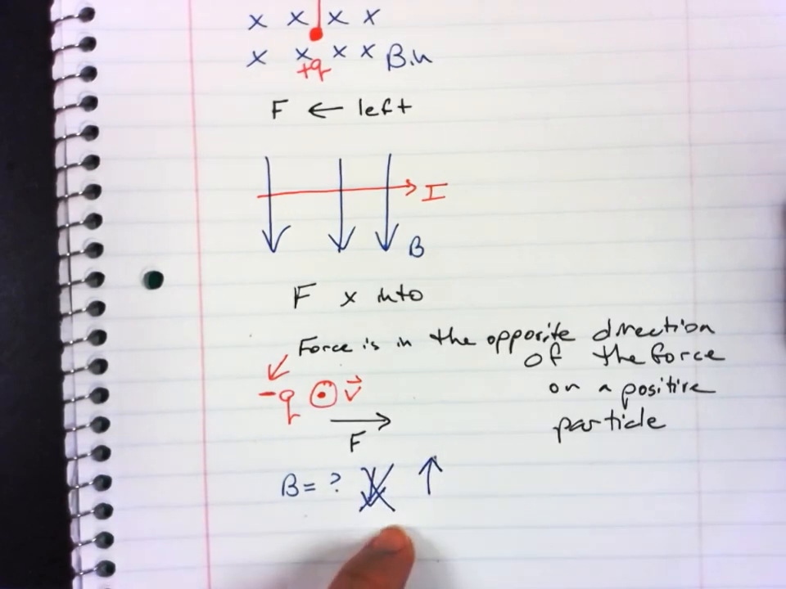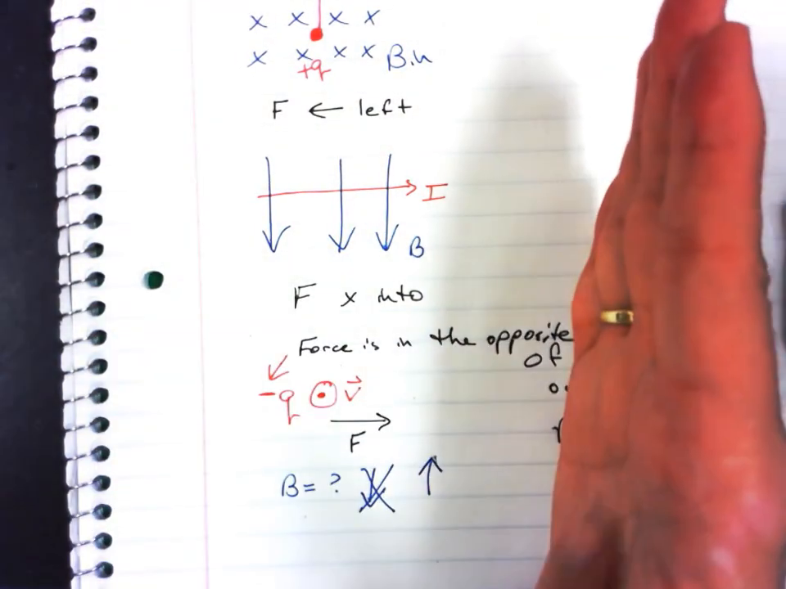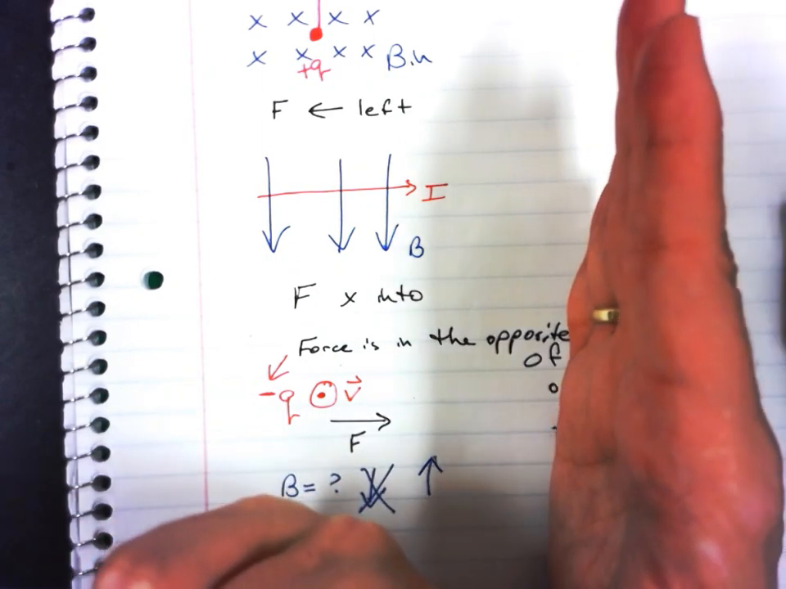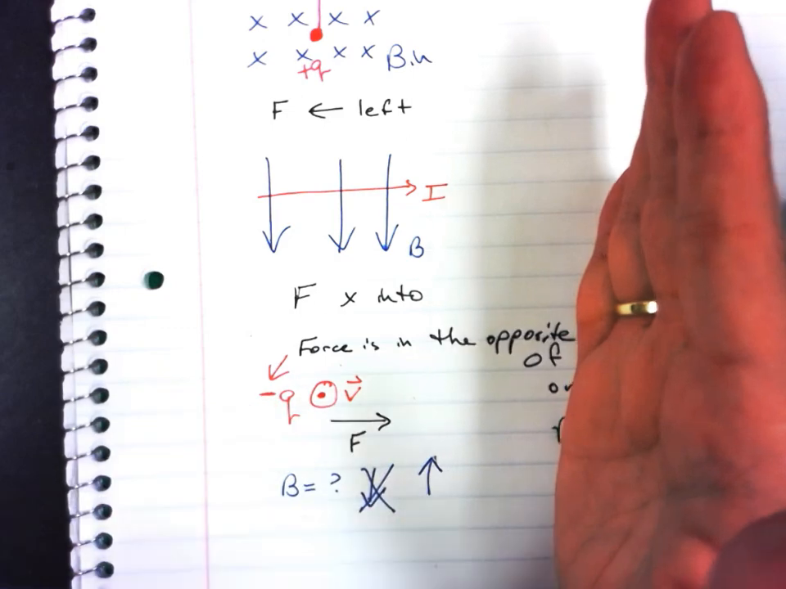So if I were to test this one now, I need velocity out of the page, I need magnetic field towards the top of the page. That gives me a force to the left across the page. But this is a negative particle, so it would actually experience a force to the right. And so yes, I match my picture.